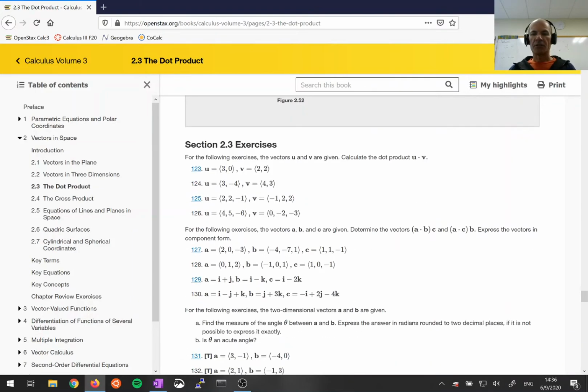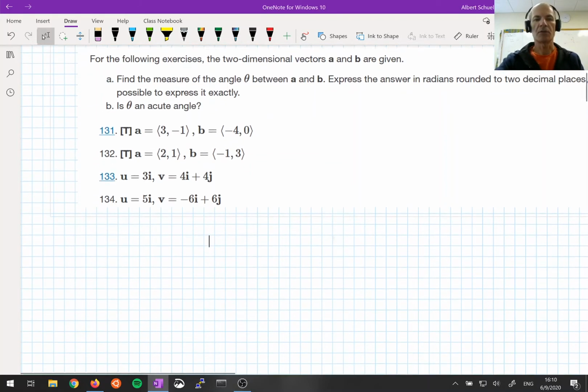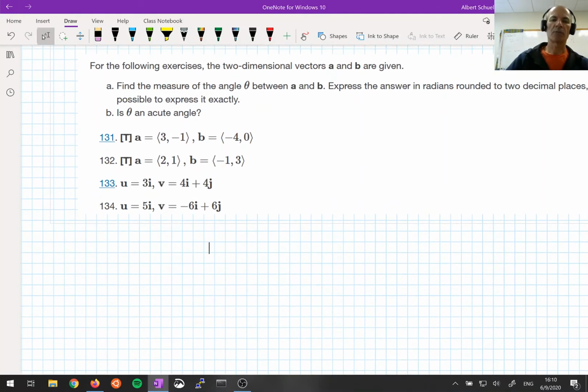All right, let's do a few exercises. Okay, let's try problem 132. In 132, and indeed all of these problems, you're asked to find the measure of the angle between the two given vectors and express the answer in radians rounded to 2 decimal places, and then also figure out whether the angle is acute. So let's find the angle between A and B here.